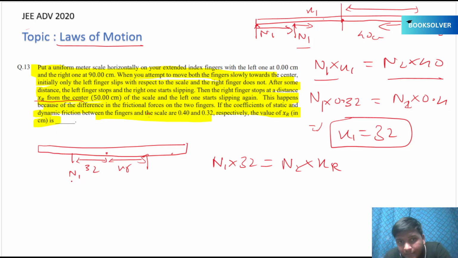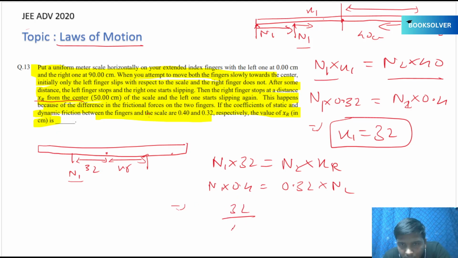Now frictions applied. Now here the left finger will apply static friction. So N1 into 0.4 will be equal to 0.32 times N2. Again, if we divide, we get 32 by 4 into 10 is equal to N2 by 32 into 10. So 4, 8, 10 and 10 cancel.